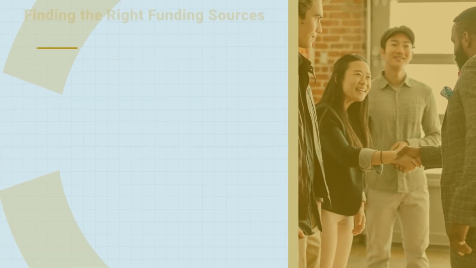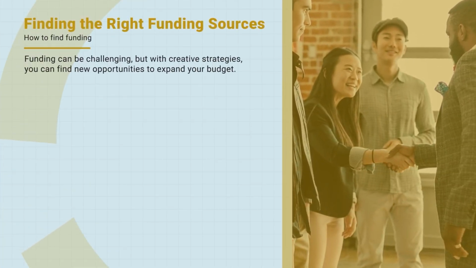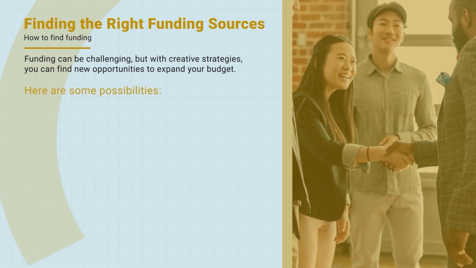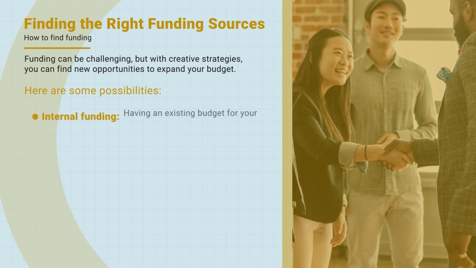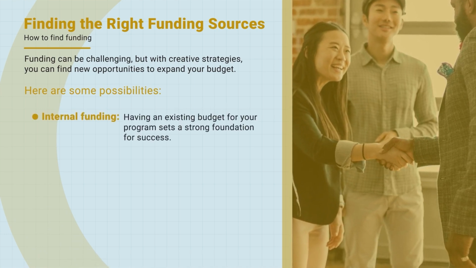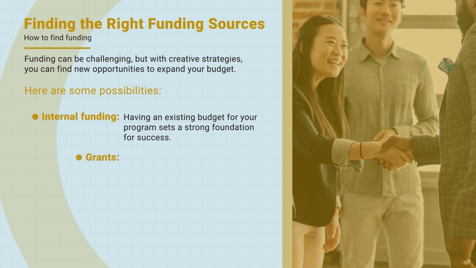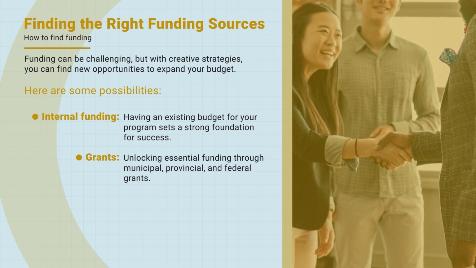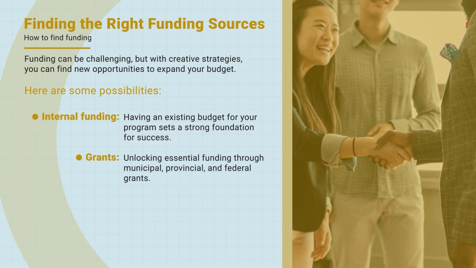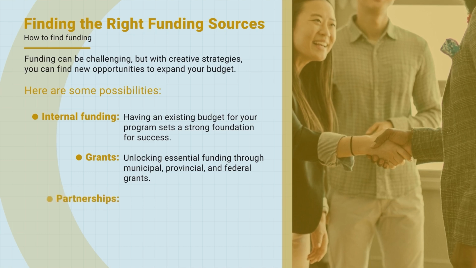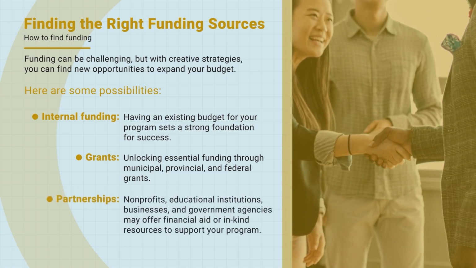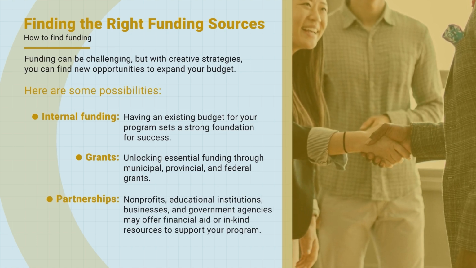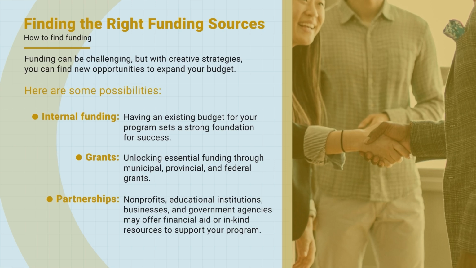Now, let's think about how to find funding. Funding can be tricky, but with some creative thinking, you can expand your budget. Here are some possibilities. Internal funding. If your organization has already budgeted for your program, great. Grants. Municipal, provincial, and federal grants can provide essential funding. If you do some digging, you can often find available grants. Partnerships. Other nonprofits, educational institutions, businesses, and government agencies may be willing to contribute financial or in-kind support.